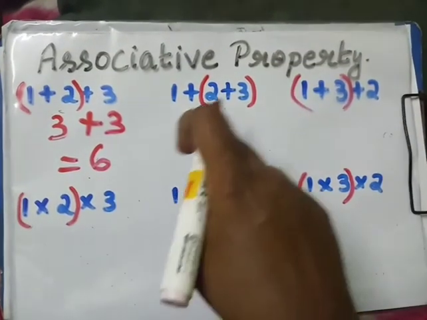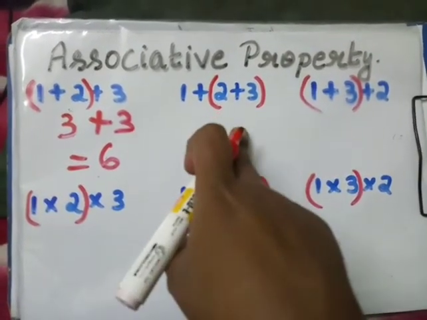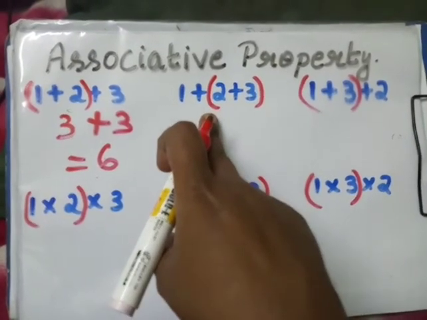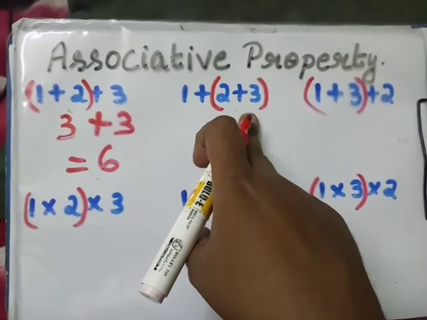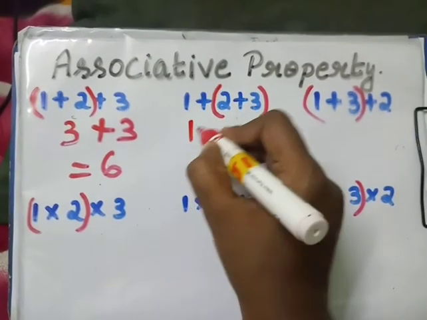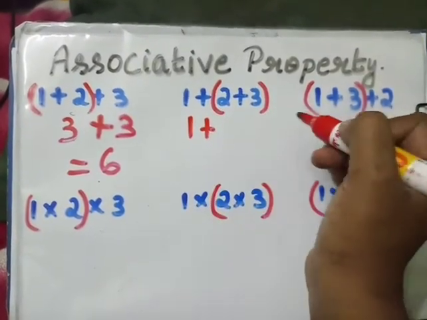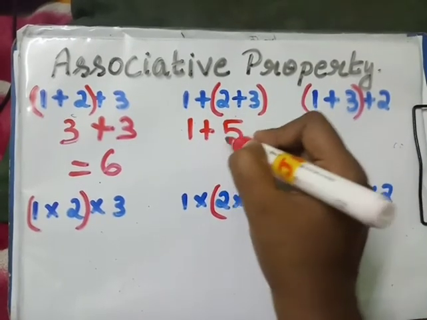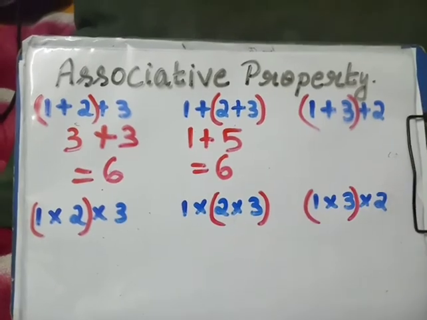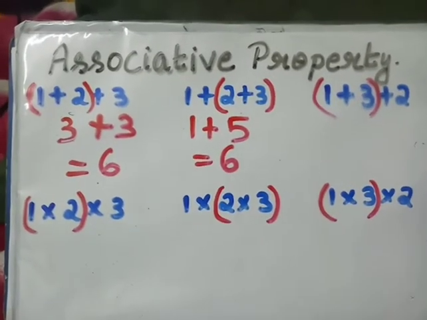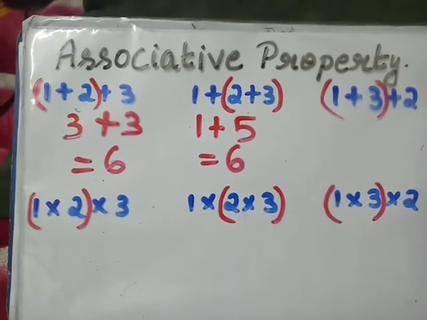Now you can see the next question I have written the same numbers but I changed the brackets. Now I place the brackets for 2 plus 3. So this 1 plus I will bring down and what is 2 plus 3? It is 5. So what is 1 plus 5? It is 6 itself.